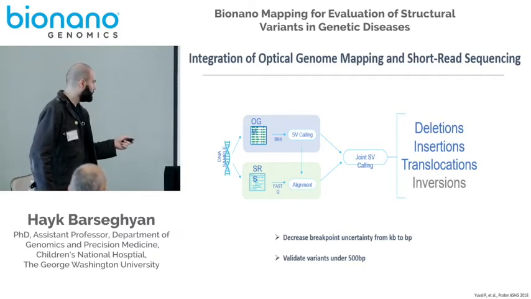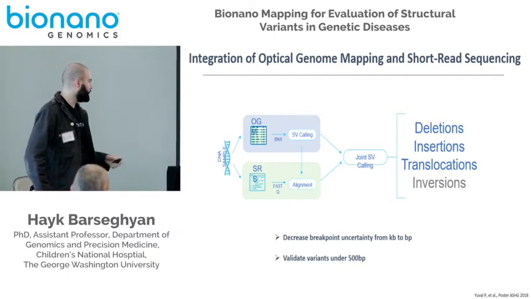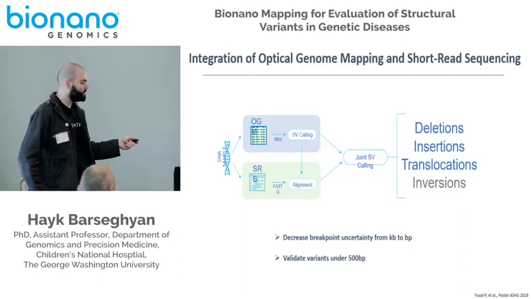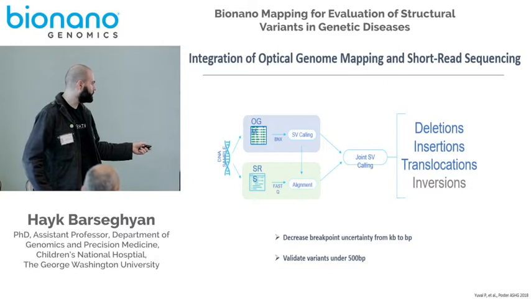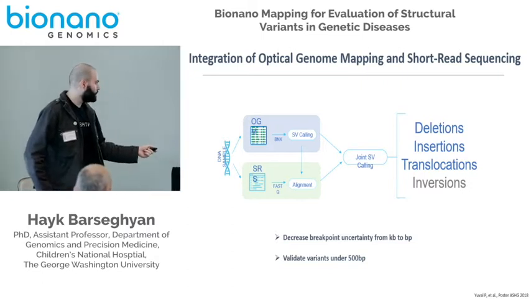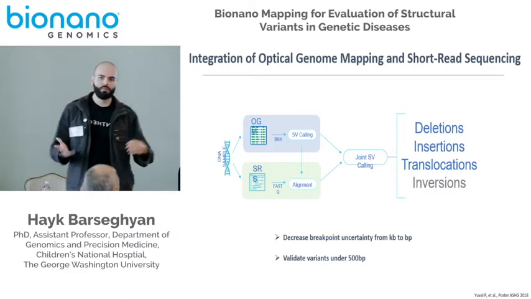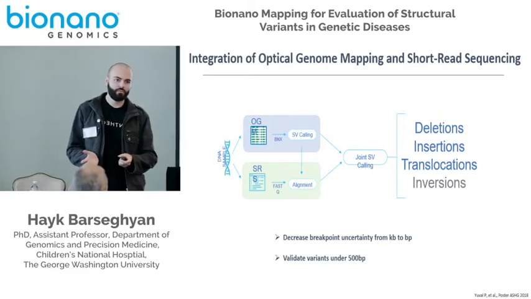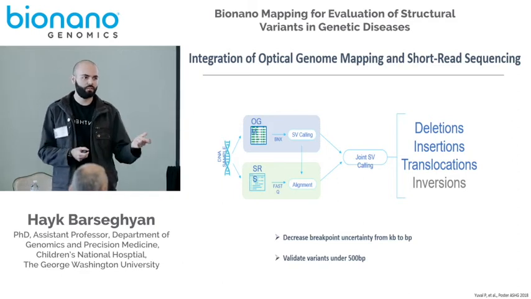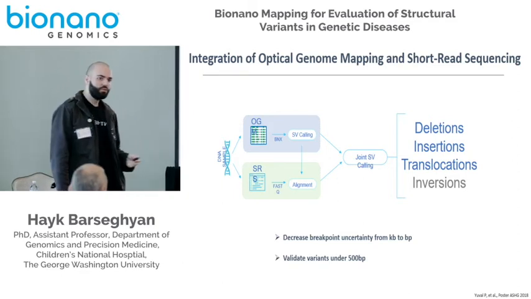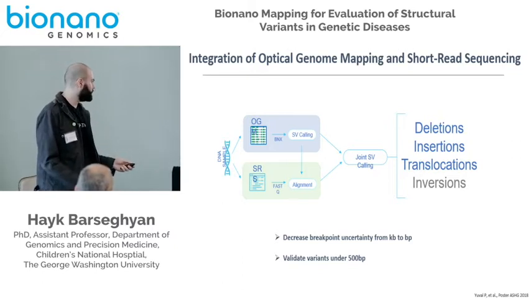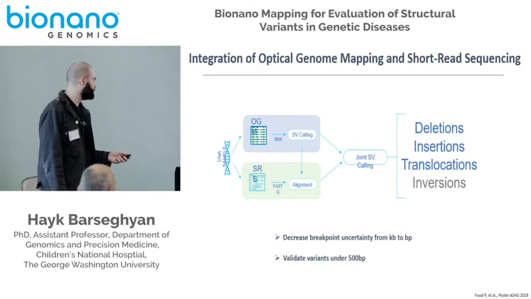One way I look at this integration as a beneficial pipeline is that it decreases the breakpoint uncertainty from kilobase pairs to base pairs, and I'm not going to talk about the numbers because we don't have them for now. But what this helps us do is, for example, if we find a deletion upstream of a gene and we have a 3 kilobase pair window, whether it lands on the left or right of the promoter region or the gene start, it's important to know exactly where the base pair is to identify if it's pathogenic or if it affects the gene or not.